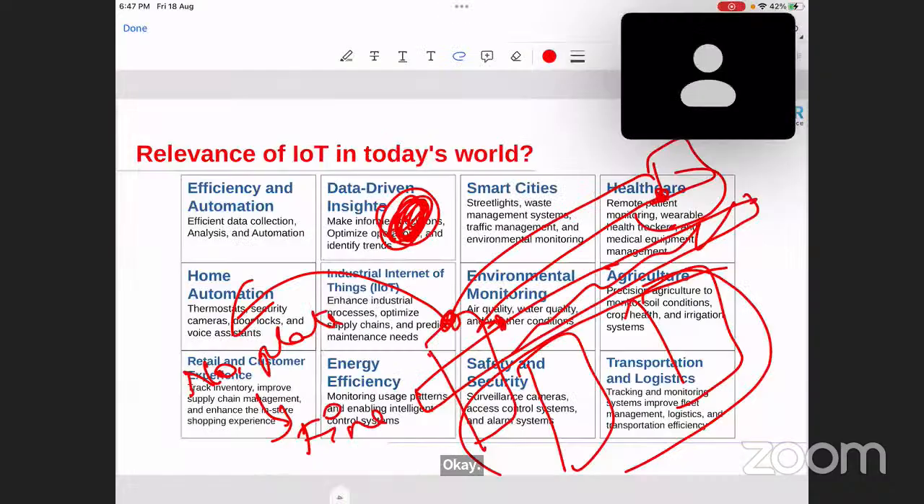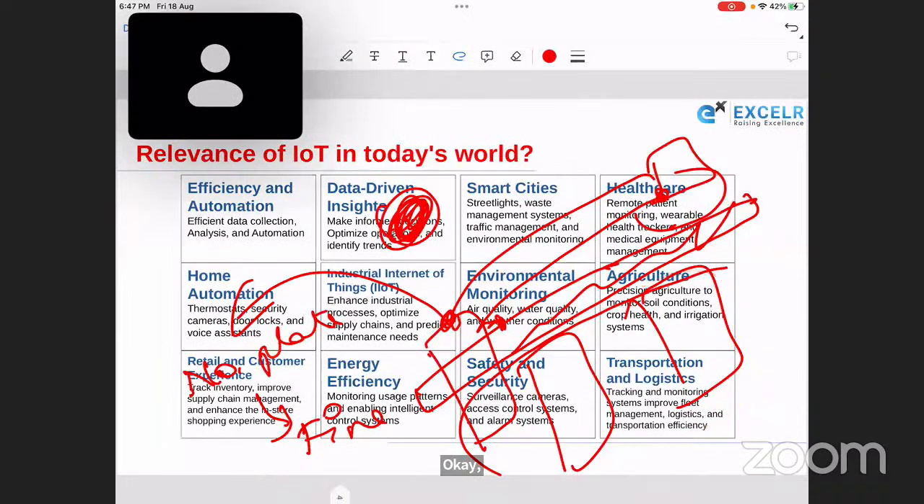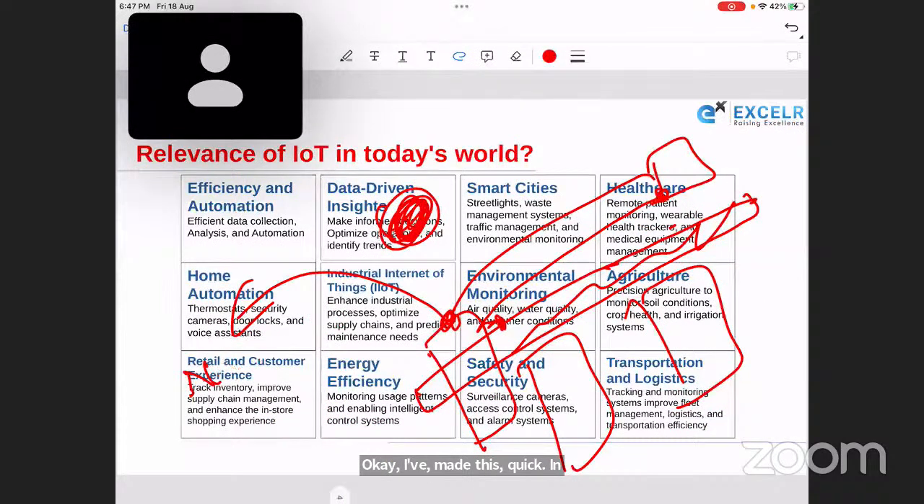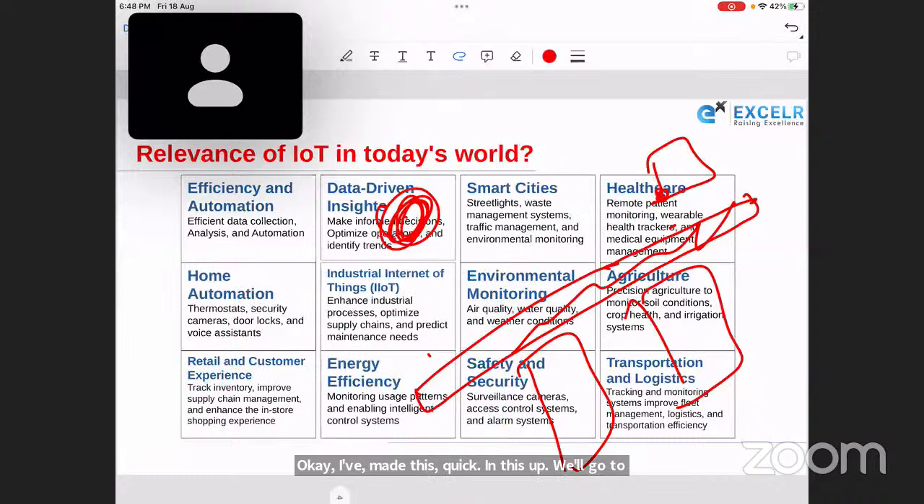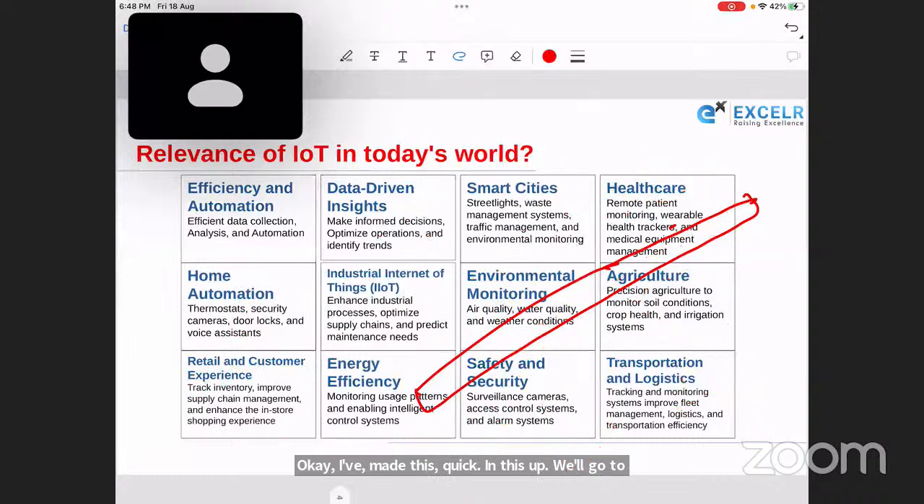Okay, I've made this quite clean. We'll go to the next thing. You guys are not getting bored, right? We'll discuss a lot in these scenarios for understanding.